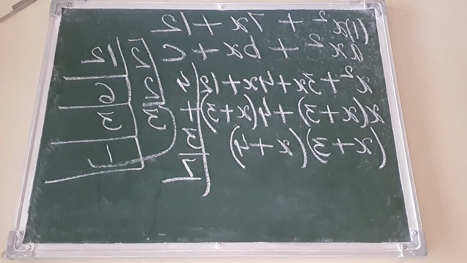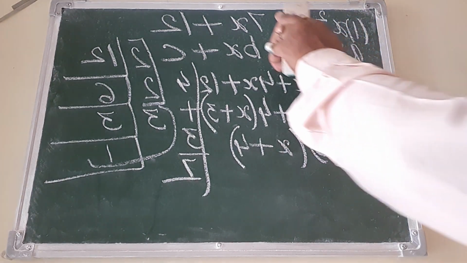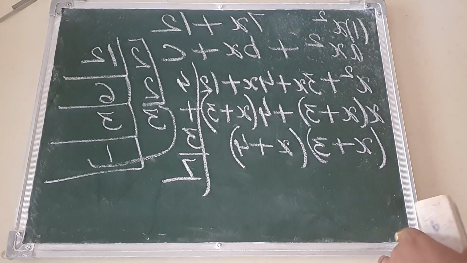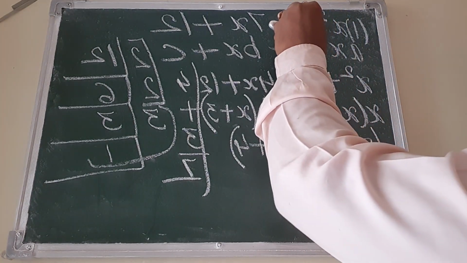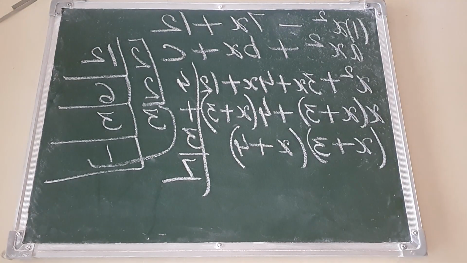So we are making a new question. Suppose this plus sign has changed to a minus sign. So now we have to find its factors. So now the question becomes x square minus 7x plus 12. So again we have the coefficient of x square, that is 1. The coefficient of the constant term is 12. We find AC, that is 1 into 12, that is 12.